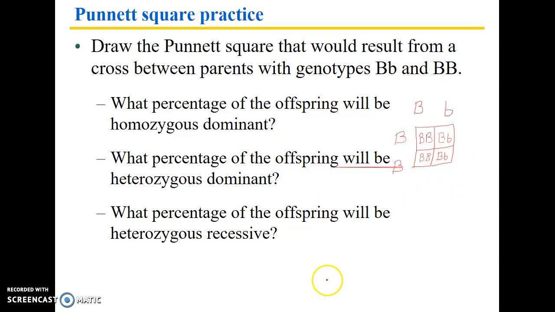What percentage of the offspring will be heterozygous recessive? Now, I usually am not one to write any sorts of trick questions, but this is kind of a trick question. So in the case of simple dominant recessive genetics, is there such a thing as heterozygous recessive? No, because you have to have two recessive alleles in order to have the recessive trait. So heterozygous recessive, that doesn't even make any sense here. It would be 0%.